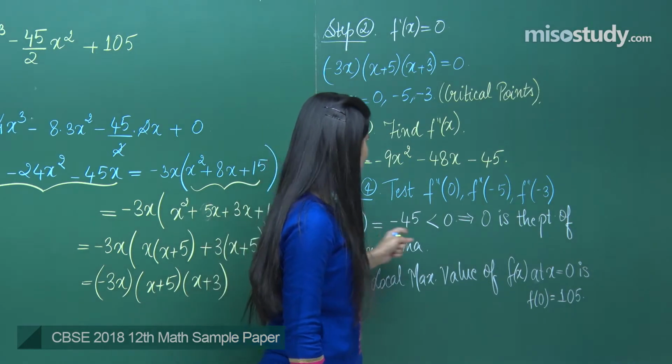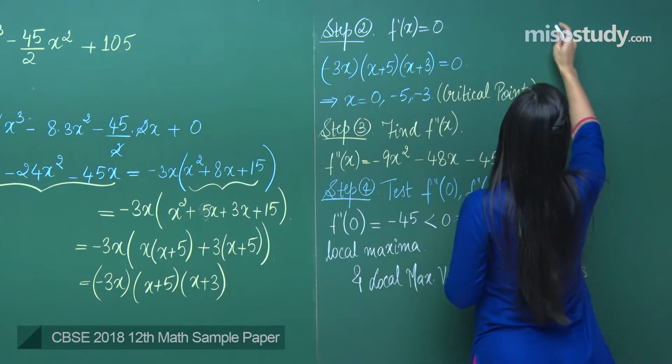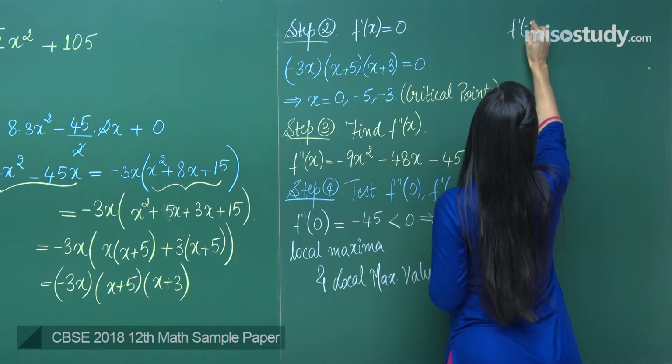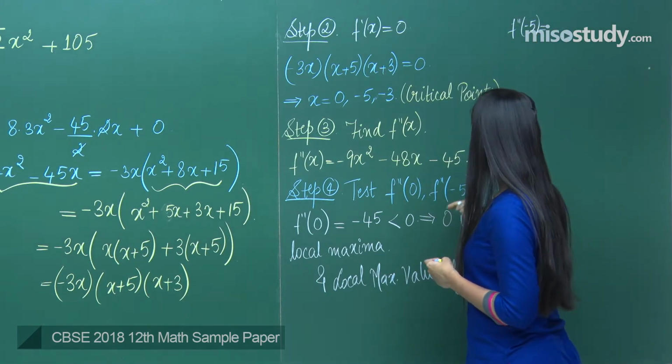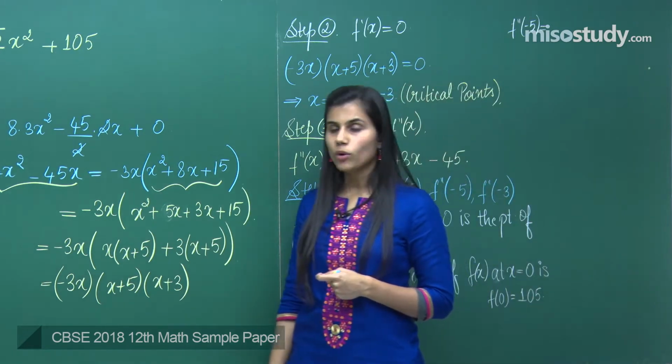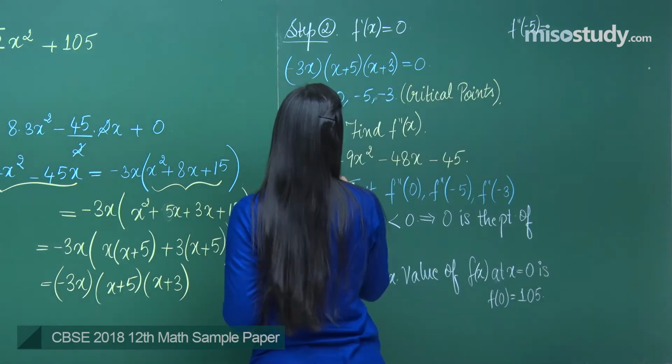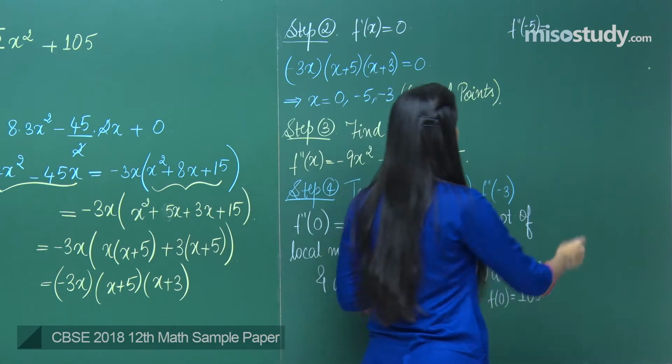If I move to testing f double dash minus 5, what will this be? F double dash minus 5 will give me what? So, f double dash was written over here. Let's see what that is.